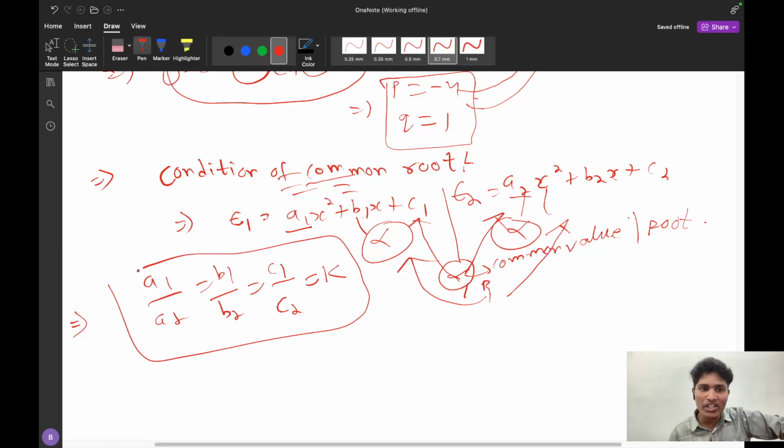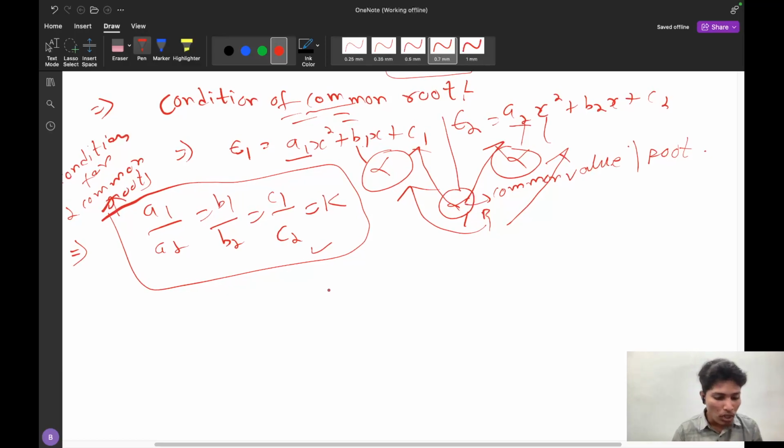This is the condition for two common roots. If two roots are common, then you will use this condition. What if only one root is common? Then you have to simply substitute that value. Suppose they give a value alpha and it is satisfying both equations. That is a common root. You can simply substitute the value in both equations, and you can find the required answer. This is the common root concept.